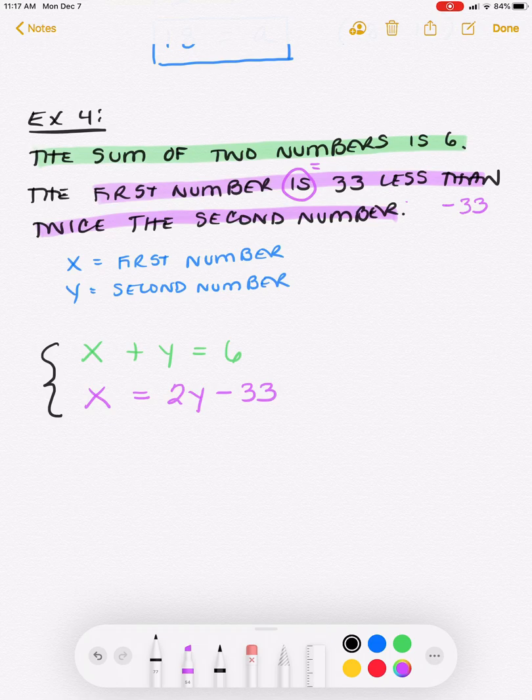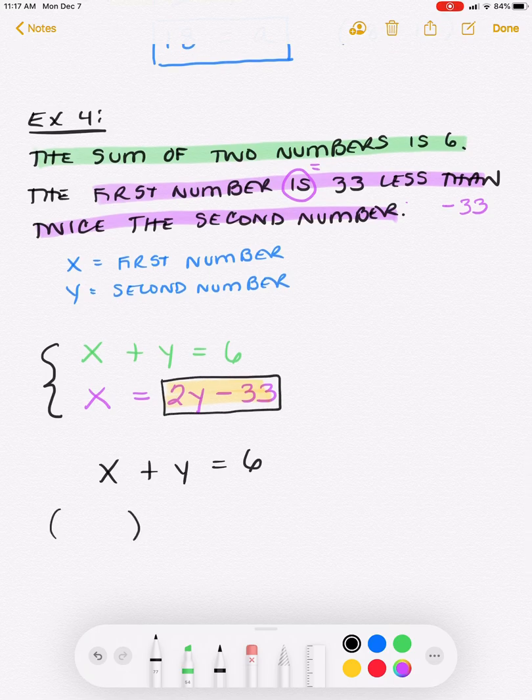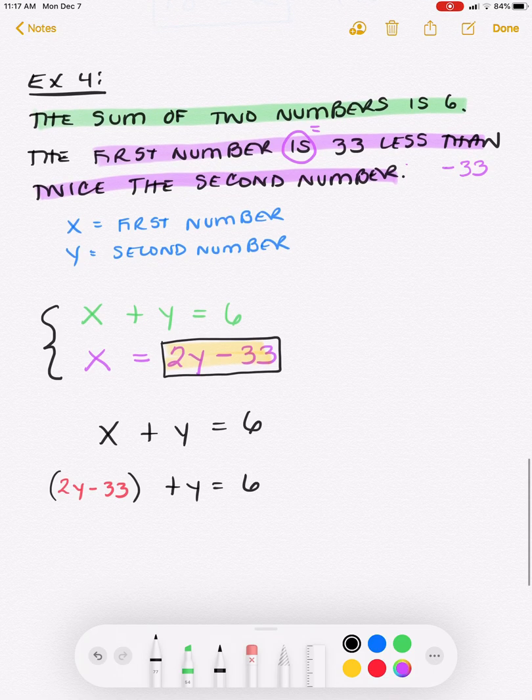Well, the way that this problem is set up is this is a perfect substitution problem, right? We already have x solved for right here when we have x equals 2y minus 33. So let's rewrite the second equation. x plus y equals 6, and let's replace the x, okay, right here with what x equals, which is going to be 2y minus 33. And then we just write the rest of the equation, plus y equals 6. All right, so really the algebra on this is pretty simple. It just took a little bit of work getting that set up.